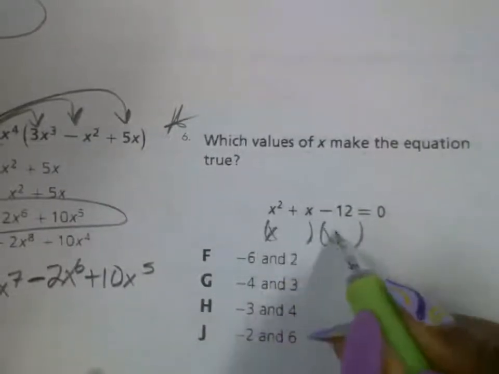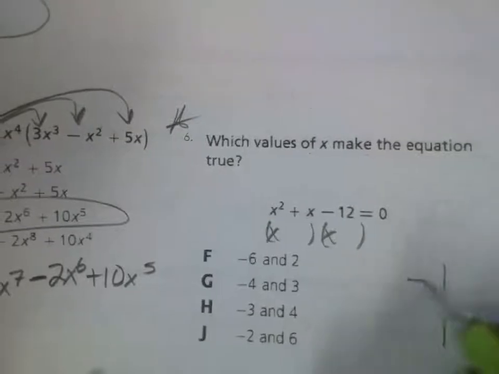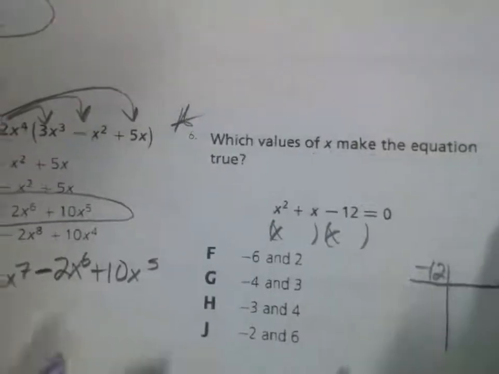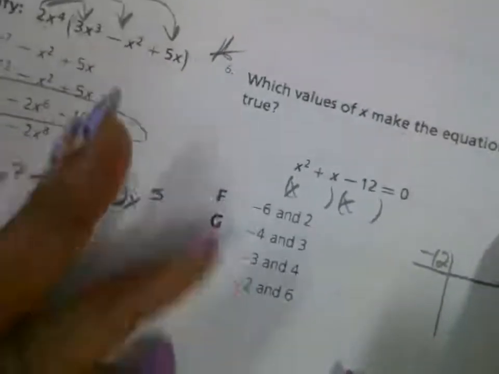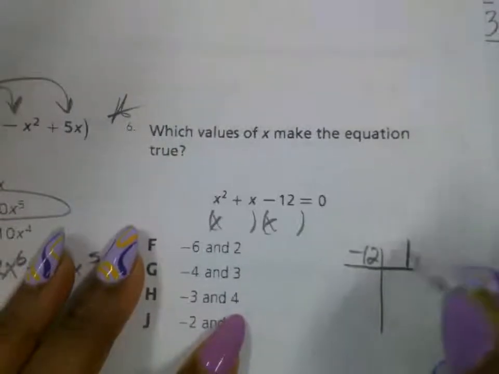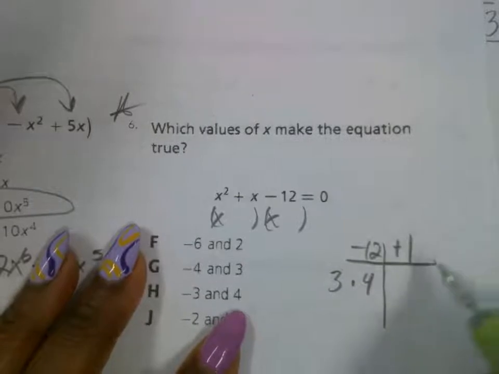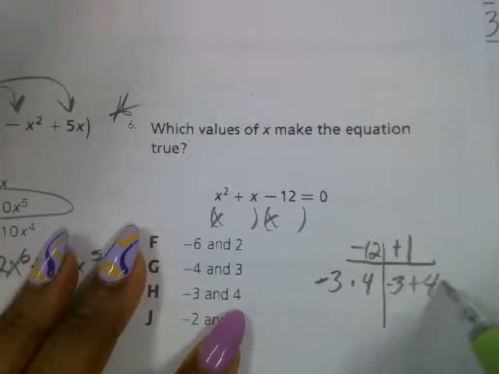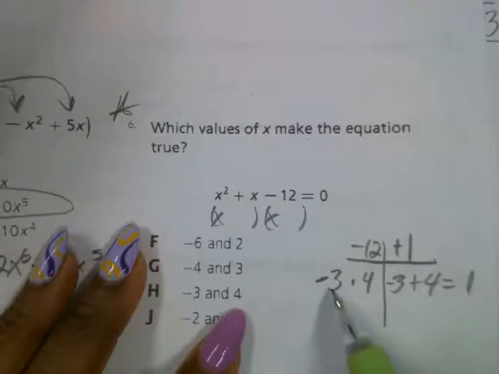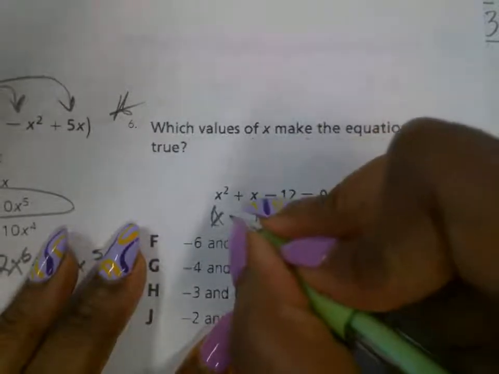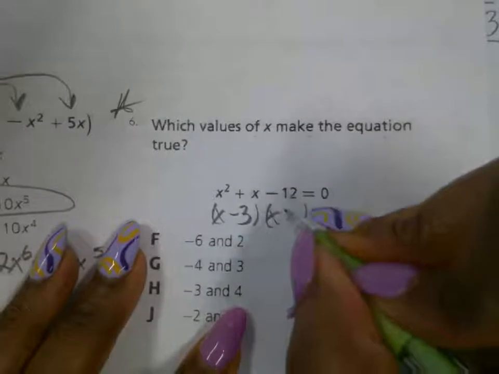So x in each, and then we got -12 here. This is 1, +1. So we got 3 and 4. In order to make this a positive, this has to be a negative. -3 plus 4 gives you a +1. So we're going to use -3, 4. So this is -3 here and +4.